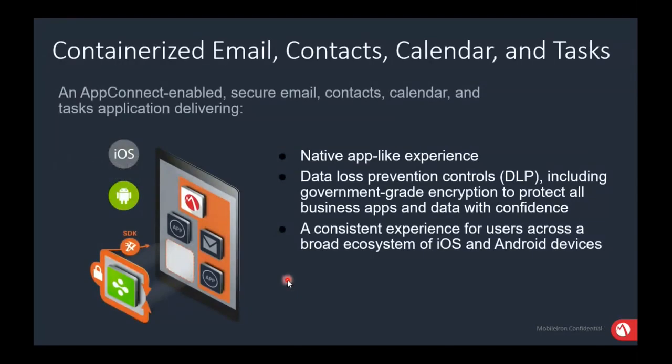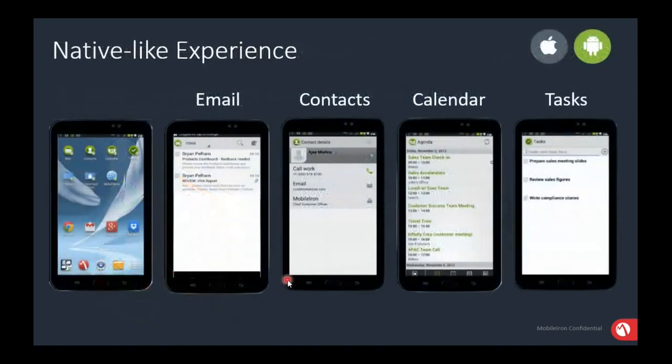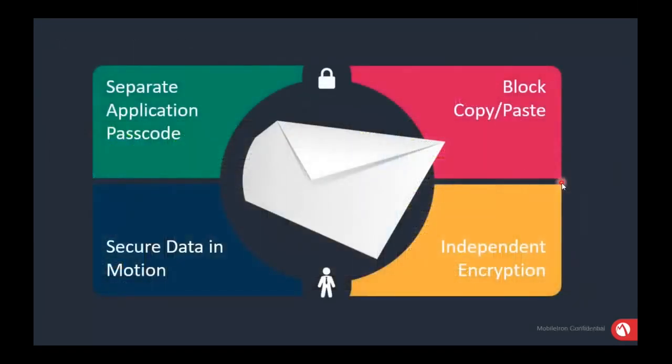Email Plus is again another AppConnect app. It has its own email, contacts, calendar, and tasks like your native application. This is applicable for both iOS and Android. You have the same native app experience, and you have the DLP features and other features that AppConnect provides. You can have a secure passcode, and you can have screen capture and DLP control in place. This is how it looks on Android. And like I said, it has its own independent encryption. I'll show you a live demo of how it looks.